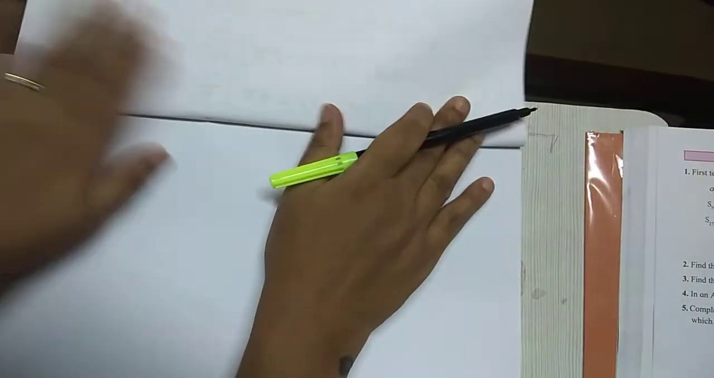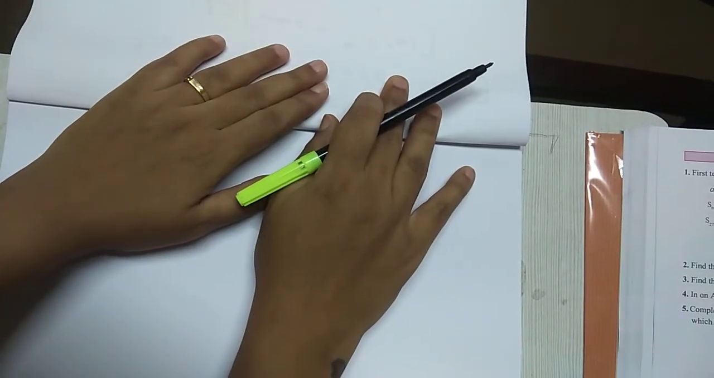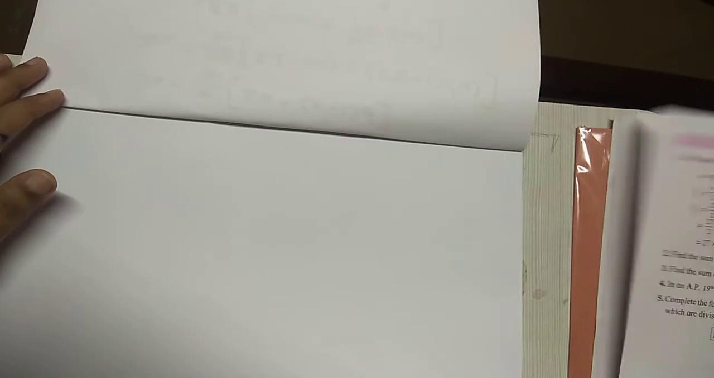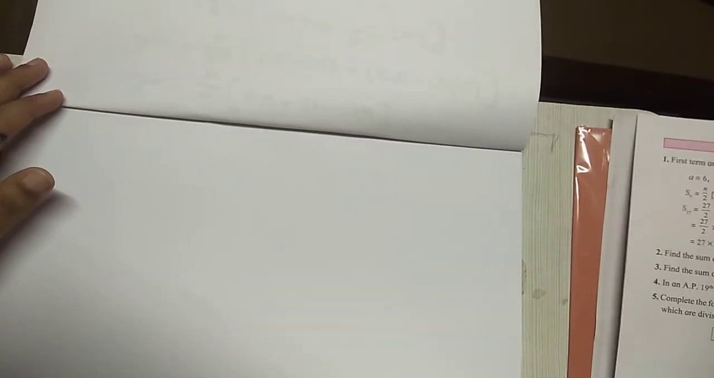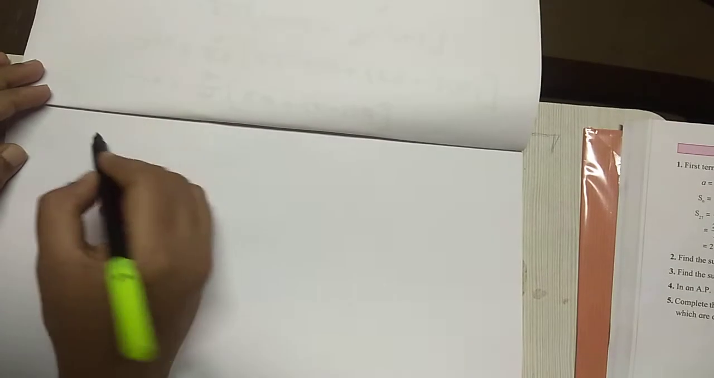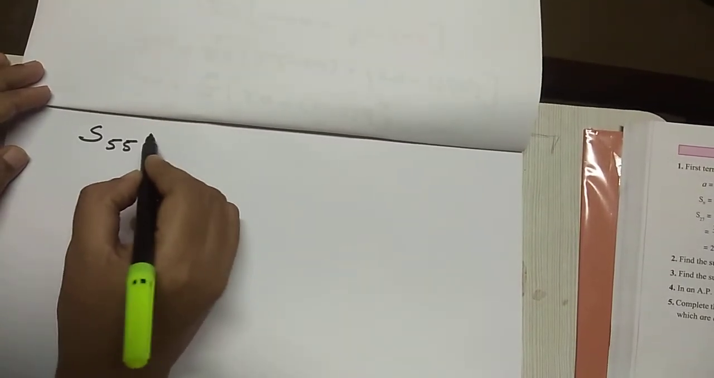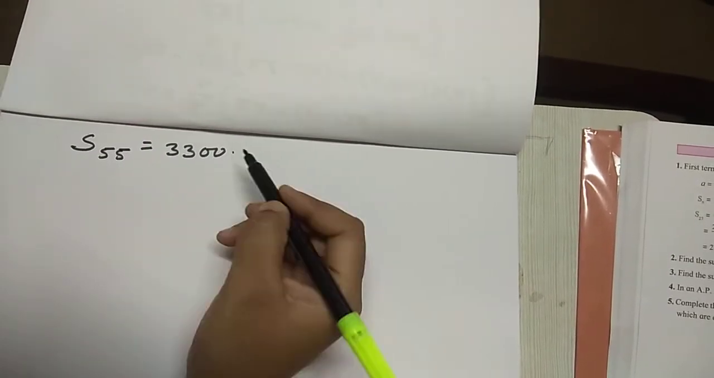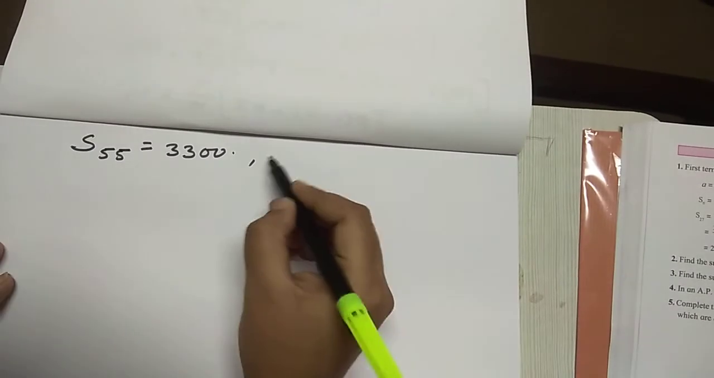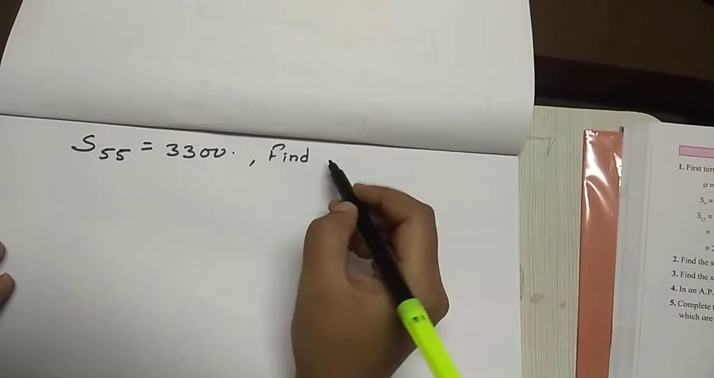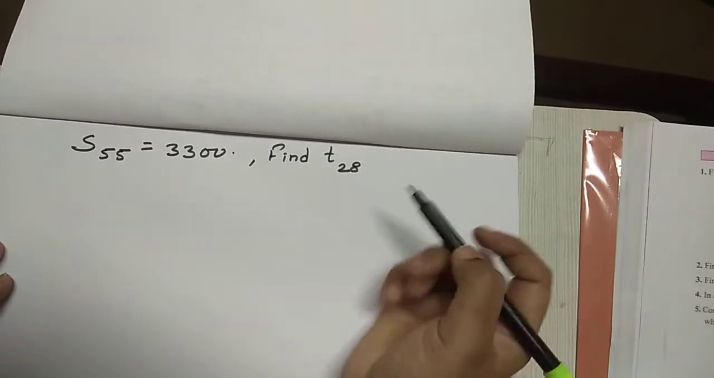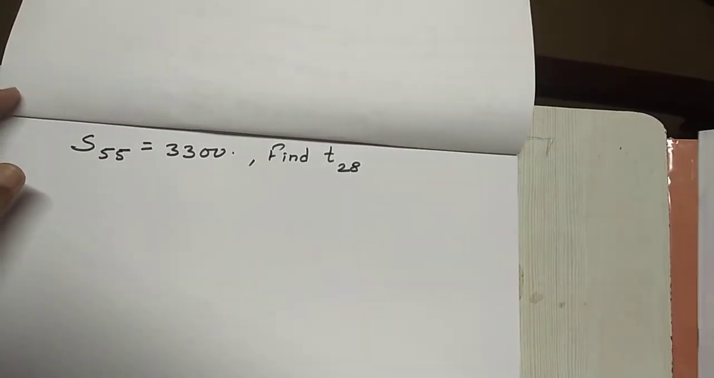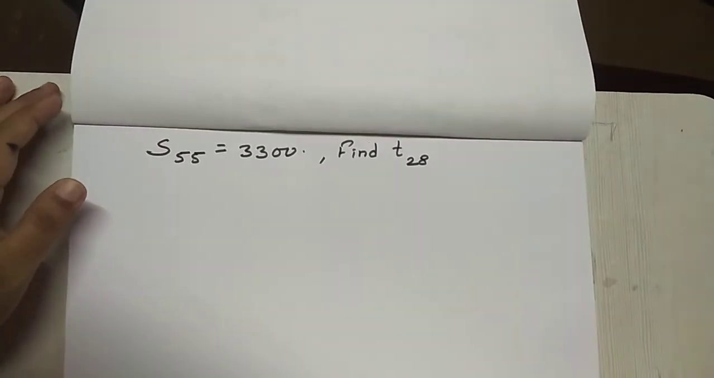The next sum we'll be doing is the sixth sum. The sixth sum says find the sum of first 55 terms in an AP is given 3300, that is S of 55. Sum of first 55 is given, that is 3300. Okay, you have to find 28th term, T28. This is what you have to calculate, 28th term. Okay, now let's start with the sum.